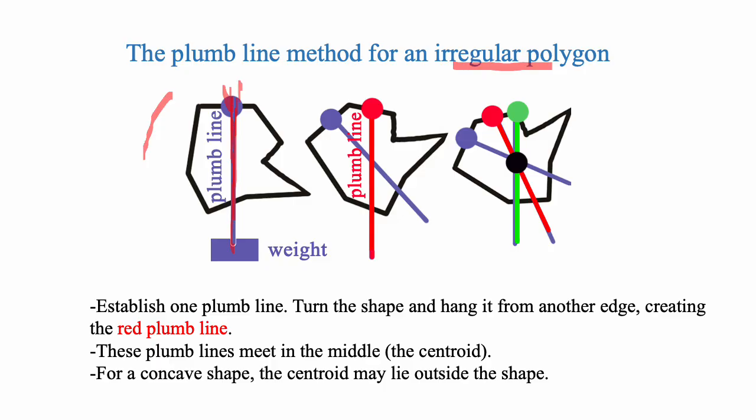And then turn the shape and do it again. So here's the first plumb line that we found. And we're going to now hold it here and draw a plumb line down like that. And that gives us this as the center. And if you want to double check, you turn the shape around again. And here I have a third plumb line that goes down and it goes through the center like that.